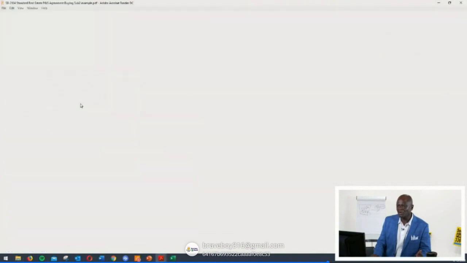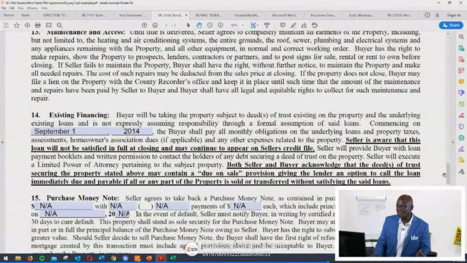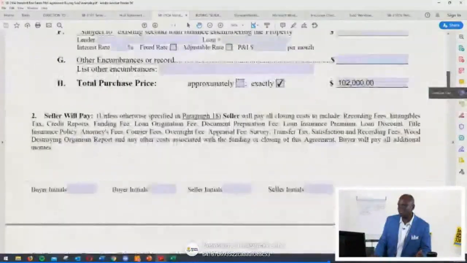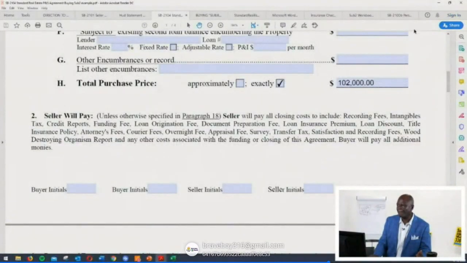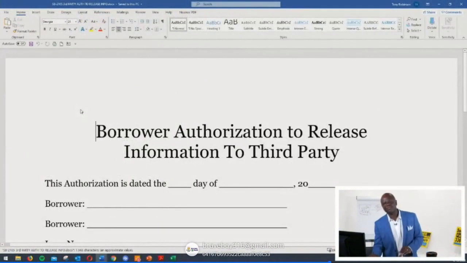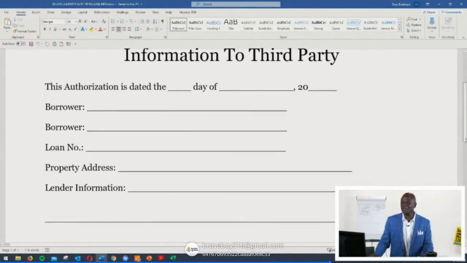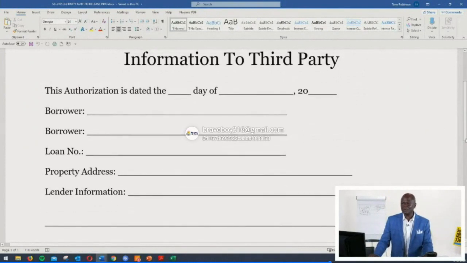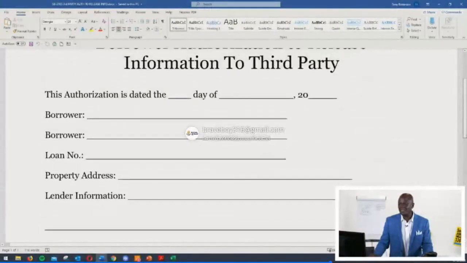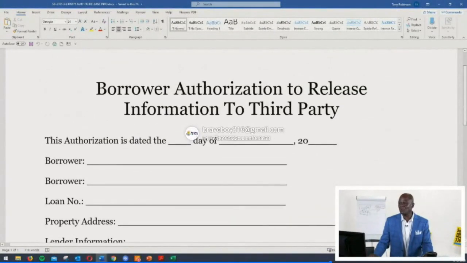All right, you got your purchase and sale agreement. So you will have your standard real estate purchase and sale agreement for you to fill out. Third-party authorization to release information. So this is what you're going to get from your seller so that you can contact the bank on their behalf and get information as it pertains to their loan.